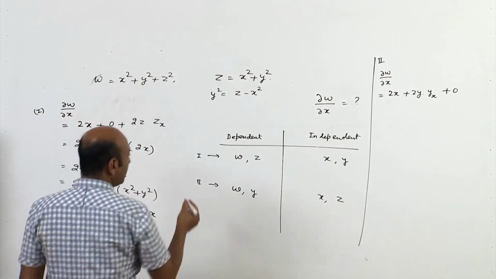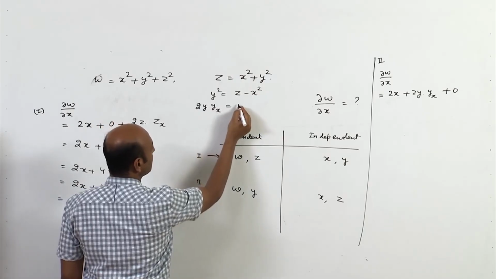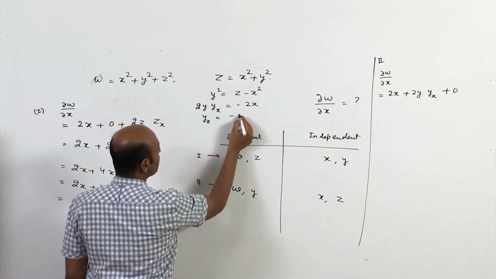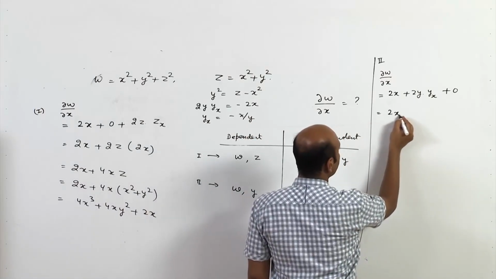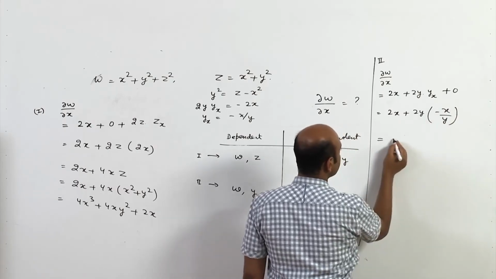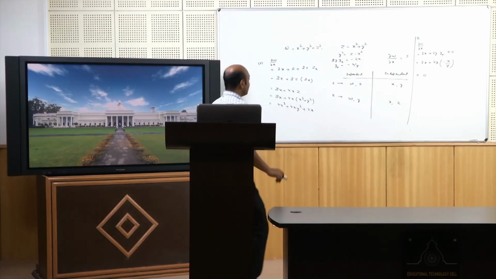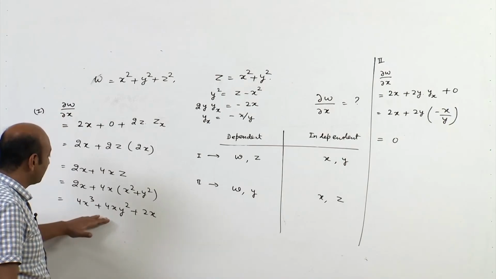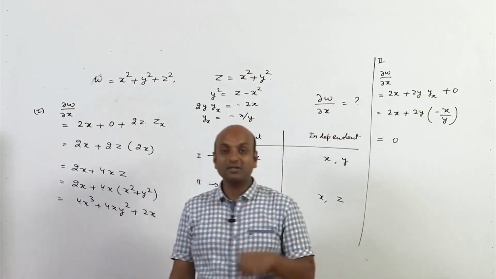So, what will be y_x? It is 2y into y_x, which is minus 2x. So, y_x will be minus x upon y. When you substitute y_x as minus x upon y here, this comes out to be 0. So, values are not same. You see that when we take the first case, the value of del w by del x is this thing, and when we take the second case, the value is 0. The values are not same.